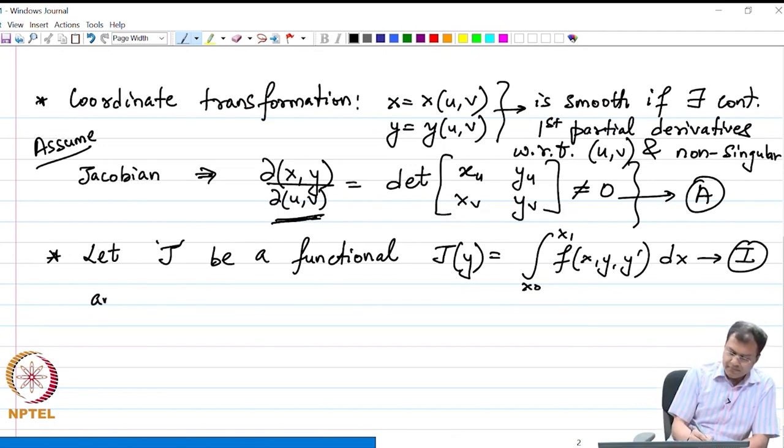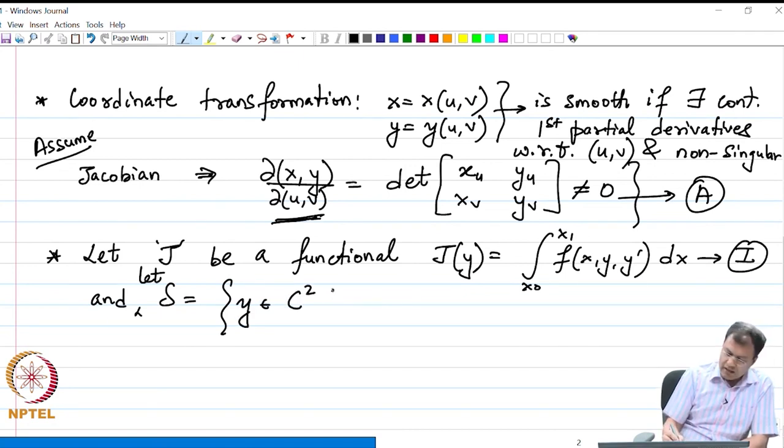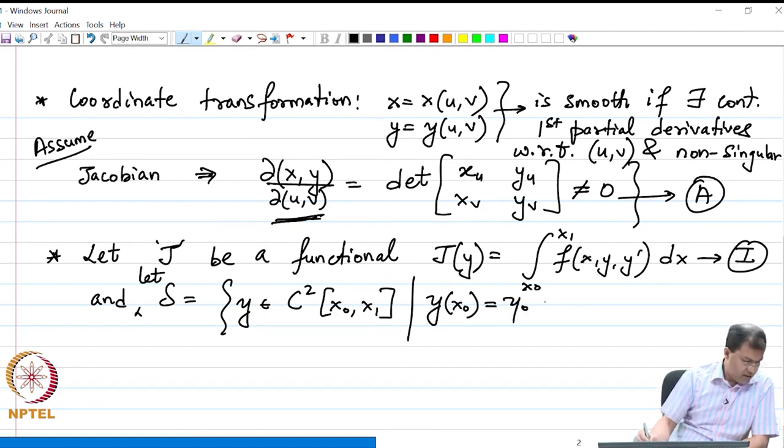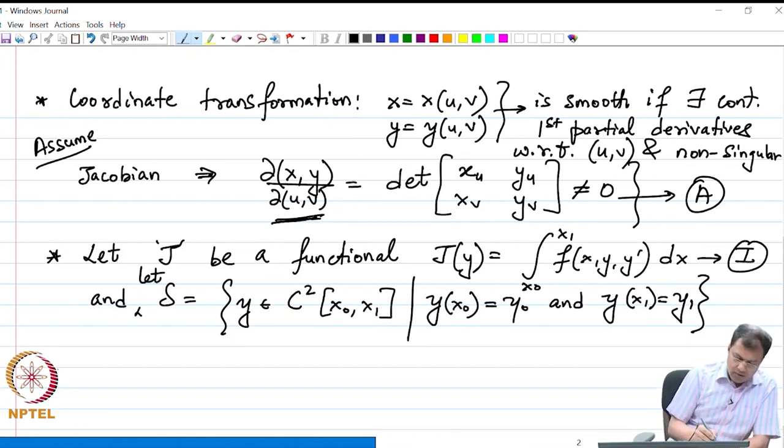And let me describe the set S to be the set of all second partial derivatives between the interval x 0 to x 1 such that y of x 0 is y 0 and y of x 1 is y 1, right. So, we assume that. This is the setup to describe the Euler-Lagrange equation in another coordinate frame u comma v. This is the basic assumption and this is the setup that we have.